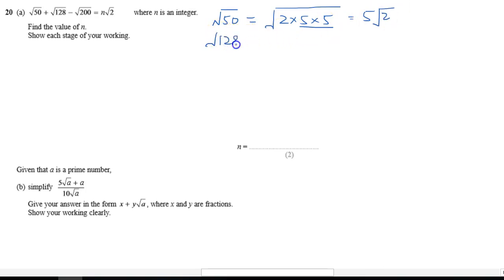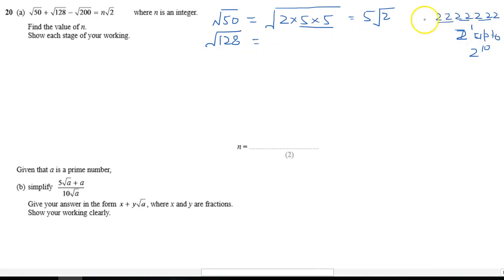Root 128. Root 128 is 2 multiplied, 2 to the power 7. 2 times 2 is 4, times 2 is 8, times 2 is 16, times 2 is 32, times 2 is 64, times 2 is 128. The student should know all the powers of 2 from 2 to the power 1 to 2 to the power 10. It always helps.